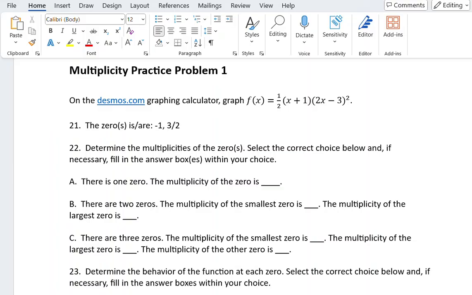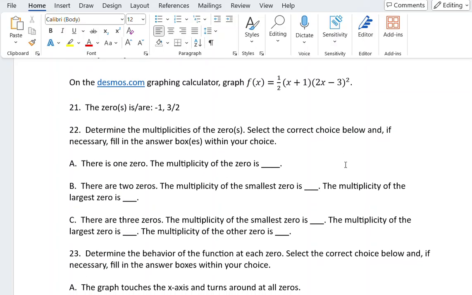You could also find the zeros by setting each set of parentheses equal to 0 and solving. Next, we're going to determine the multiplicities of the zeros. So first we need to select whether there is 1 zero, 2 zeros, or 3 zeros. So I can see from above and from looking at my graph that there are 2 zeros. So I'm going to select answer choice B.